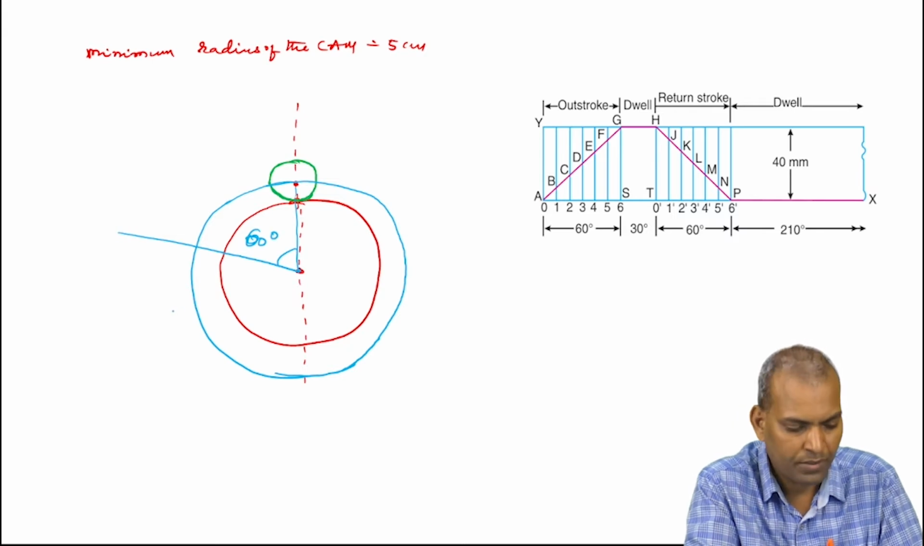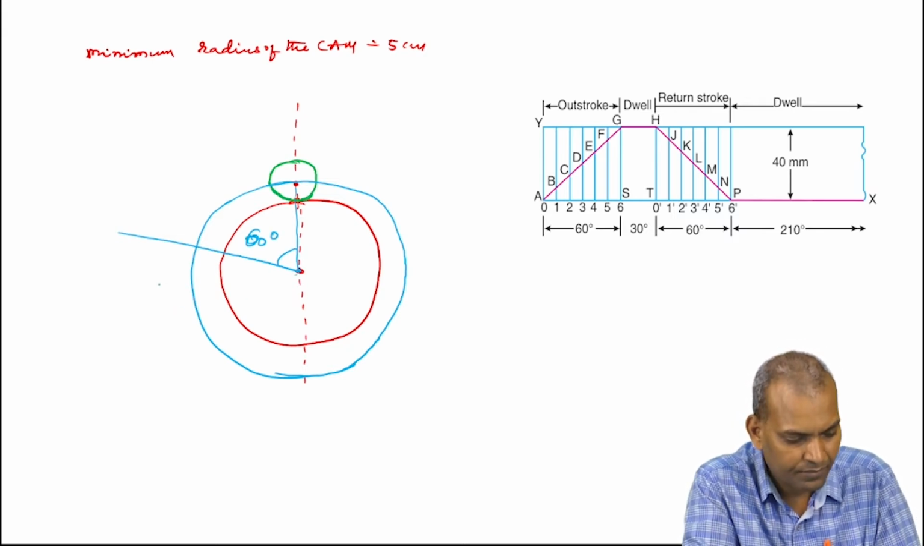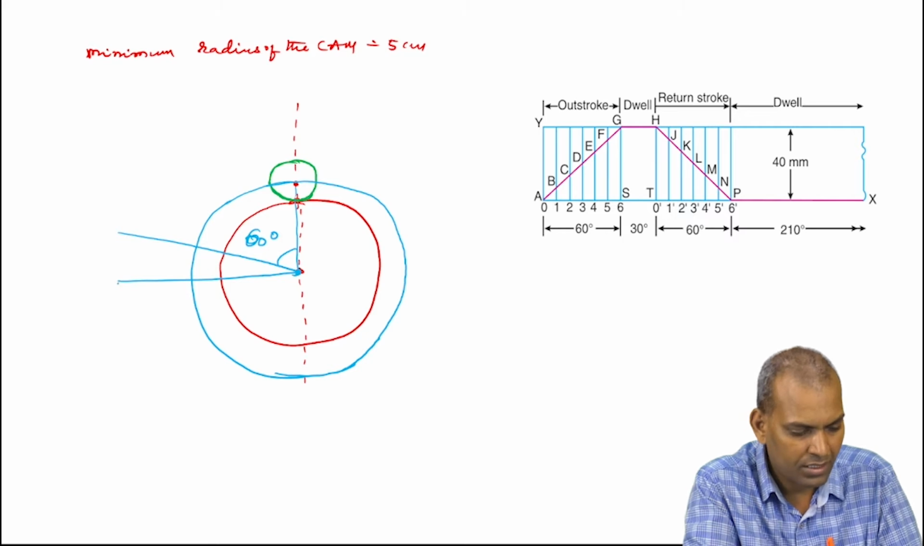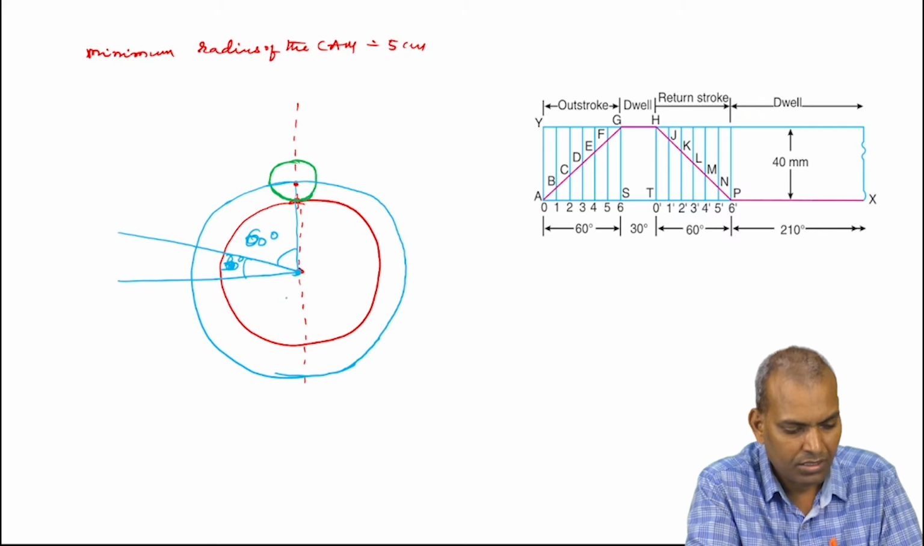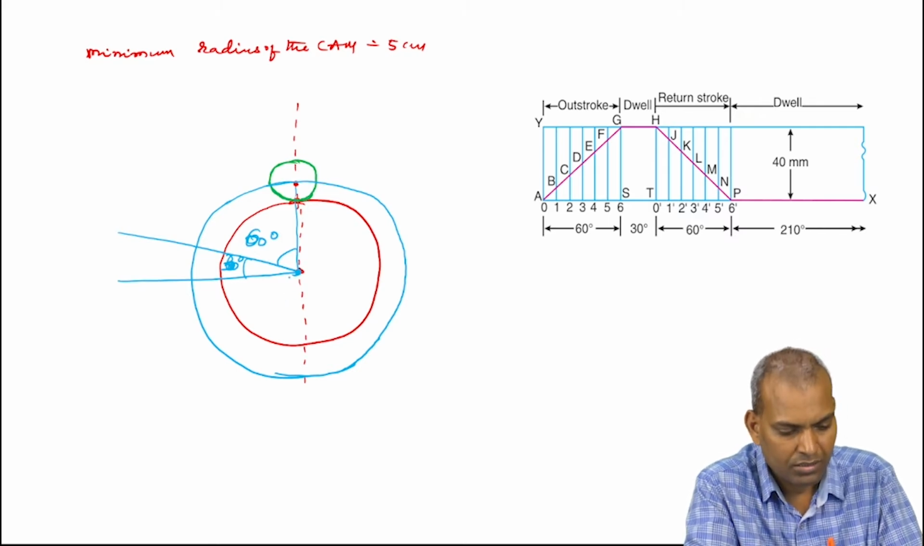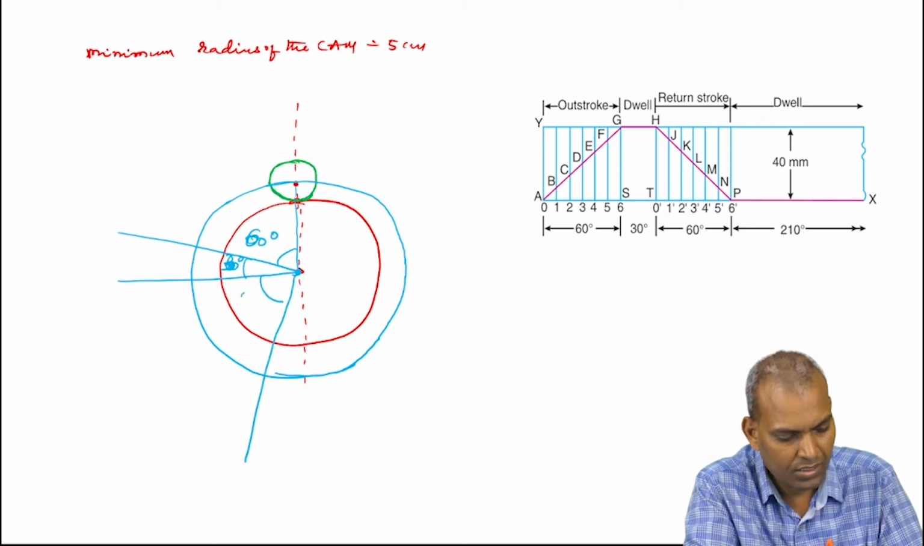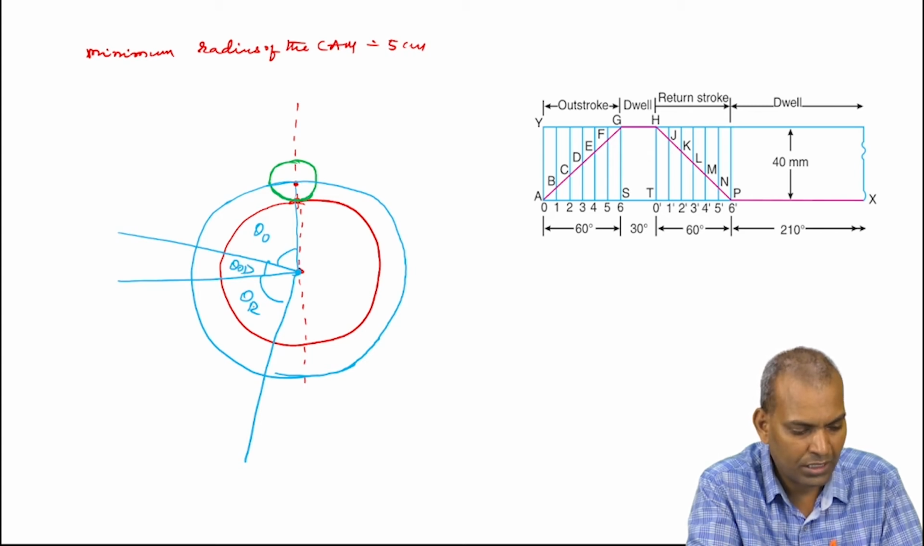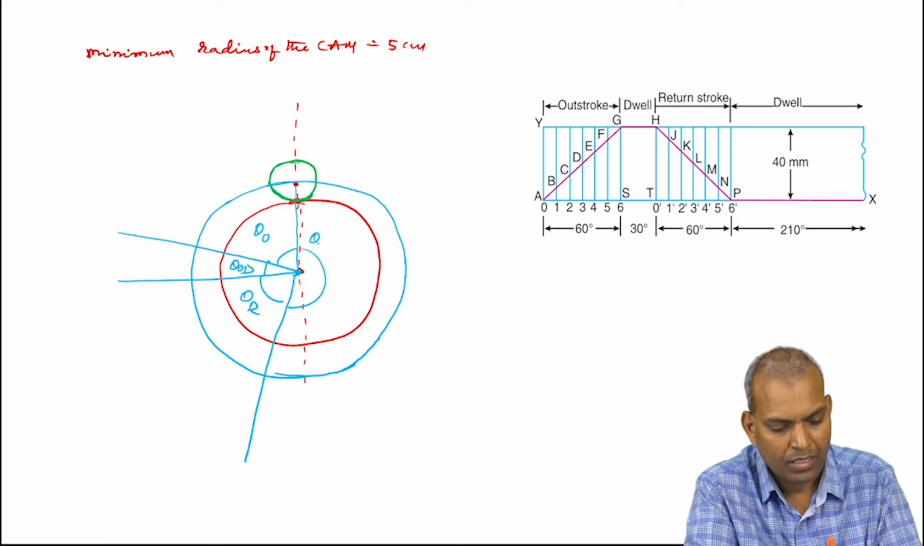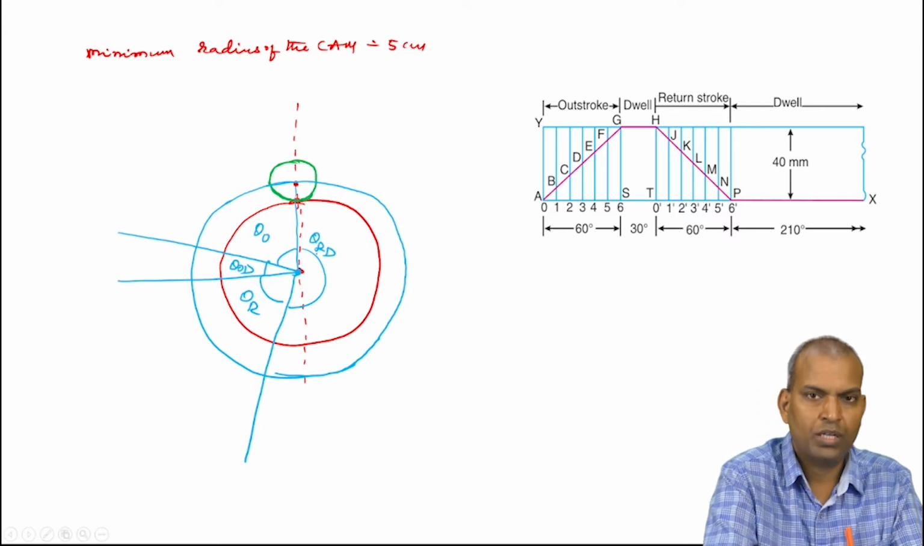Then it is 60 degrees outstroke, and it is 30. That is 30 degrees, the dwell during outstroke. Next, one more 60, this is the return stroke. This is the outstroke angle, the dwell during outstroke, and the return stroke. The remaining angle automatically becomes what? The dwell during return stroke. That is 210 degrees.